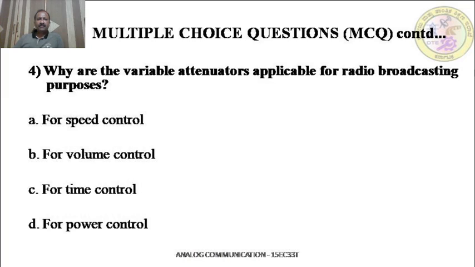Next, third one: why are the variable attenuators applicable for radio broadcasting purpose? Option A, for speed control. Option B, for volume control. Option C, for time control. Option D, for power control. Especially, attenuators are used in radio broadcasting for volume control. The correct answer is B, for volume control.